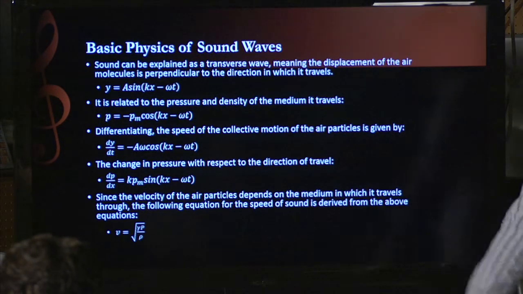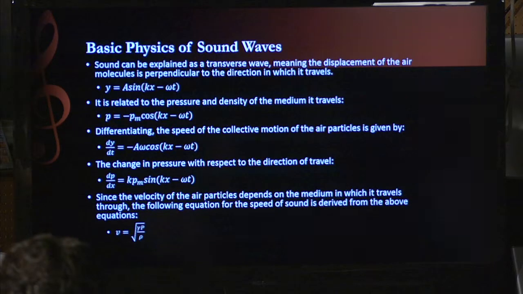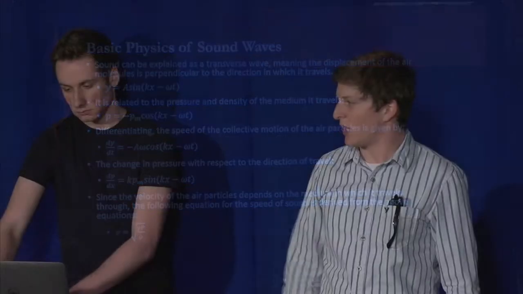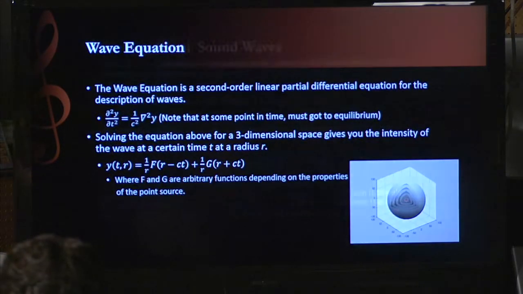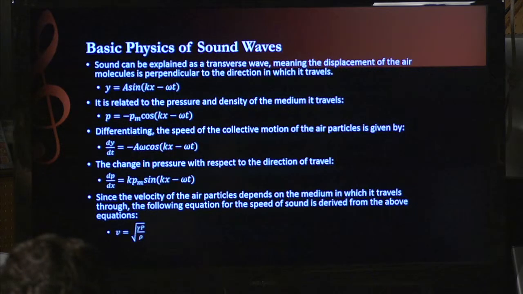And since they are related to each other, you can get the speed of sound by some manipulation of the equations to ultimately equal v, which is the speed of sound, which equals the square root of gamma times P over rho, where P is the pressure and rho is the density through which it travels. And gamma at normal conditions at 1 atmosphere is 1.4.